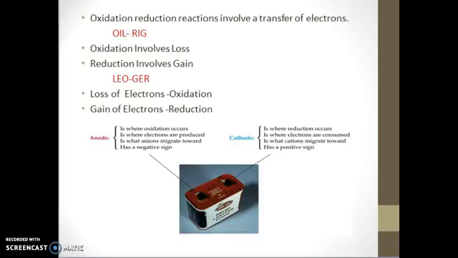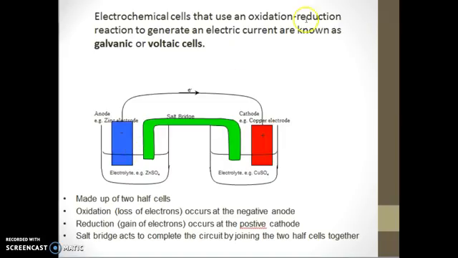Now, a simple example of an electrochemical cell. Electrochemical cells that use oxidation-reduction reactions to generate electric current are known as galvanic or voltaic cells. It is made up of two half-cells. Oxidation occurs at the negative electrode, reduction occurs at the positive electrode. The salt bridge completes the circuit by joining the two half-cells together. In this simple setup, a copper electrode is dipped in copper sulfate and a zinc electrode is dipped in zinc sulfate, connected by a salt bridge. The salt bridge maintains electrical neutrality, minimizes polarization, and avoids the liquid junction potential.